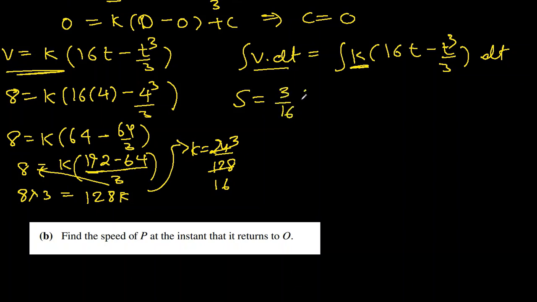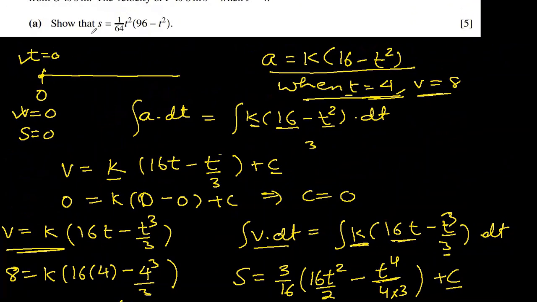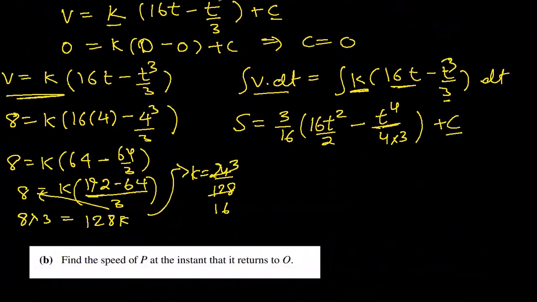Keep it out. Just integrate 16t. 16t square over 2 minus, this will become now t to the power 4 divided by 4, and there was already a 3 down there, so we'll multiply that 3 with the denominator, plus c. Now we have to evaluate c before we proceed and simplify it with the target. What is our target? 1 over 64. This is our target. So we'll use this. When t is 0, s is 0, and that will give us the value of c.